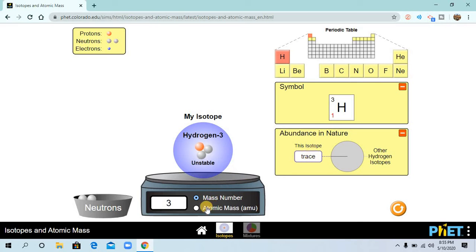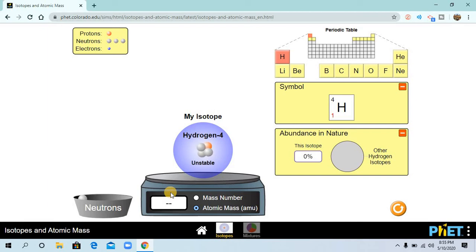If you want to convert that into atomic mass units, you can, just click on the atomic mass AMU. Okay, let's try the next one, adding the next neutron. What will happen? Let me add it over here. Ooh, it's unstable, and see here the abundance in nature is 0%. So hydrogen 4 doesn't exist, and there is no value shown by the balance, because it's unstable and there is no such hydrogen 4 isotope.